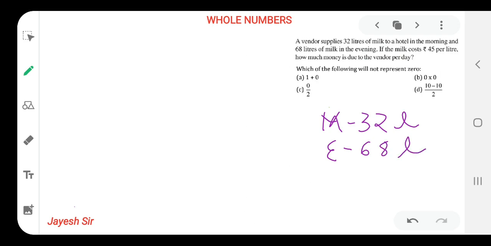Yes friends. Now if the milk costs 45 per liter, how much money would it cost the vendor to pay per day? Without writing anything, I can directly say the answer is 4500. But how? Let's solve it and check how I got that answer. Here also we can use the same distributive property, that is A multiplied by B plus C is equal to AB plus AC.